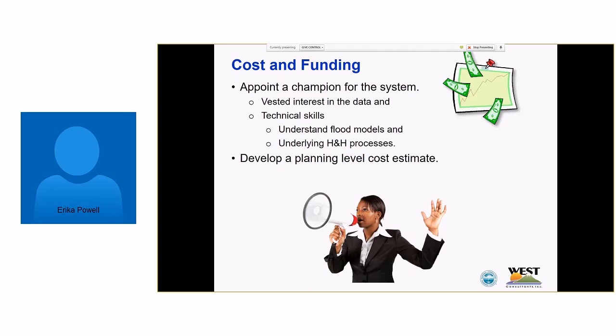Developing a planning level cost estimate is key, and we'll get into that as we go through some of the different issues that are related to what costs money and what doesn't.